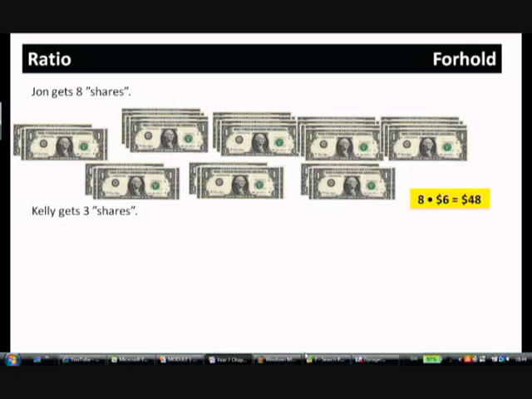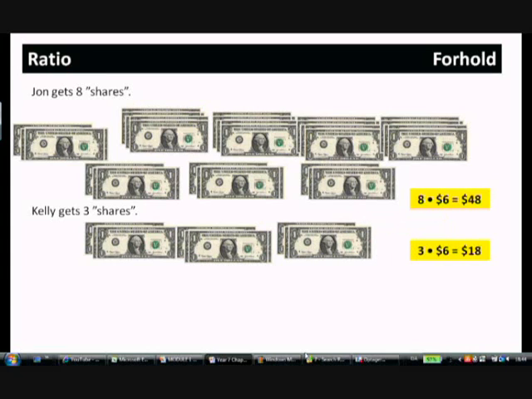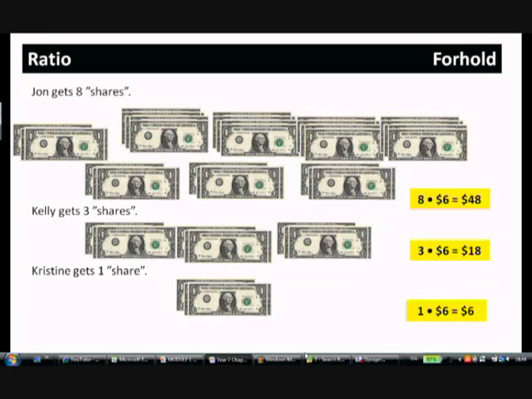Kelly gets 3 of those piles, 3 shares. So she gets 3 lots of $6. 3 times $6 is $18. And Christina gets 1 share. 1 times $6 is $6. And that adds up to the $72. So write that down.